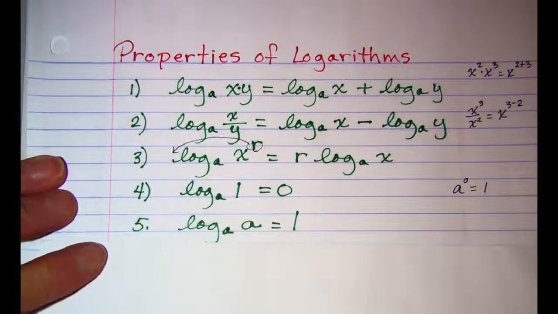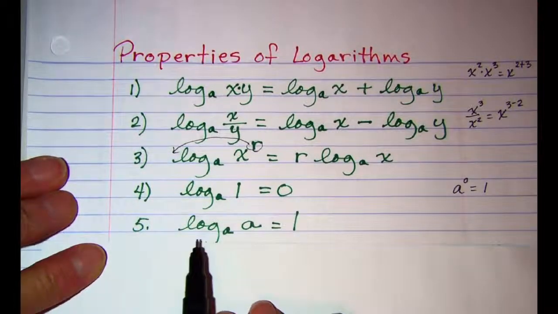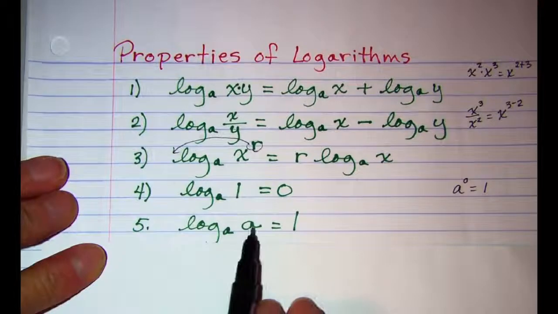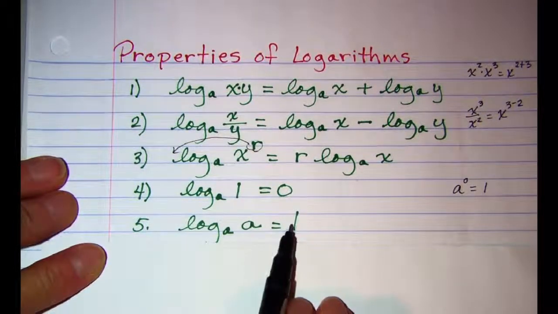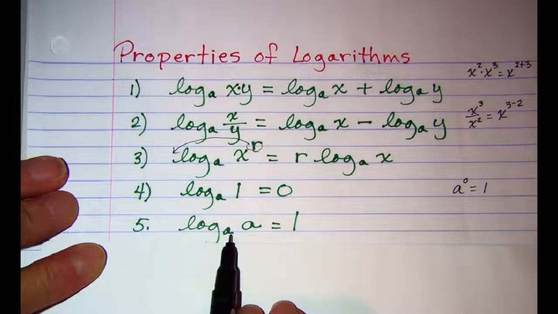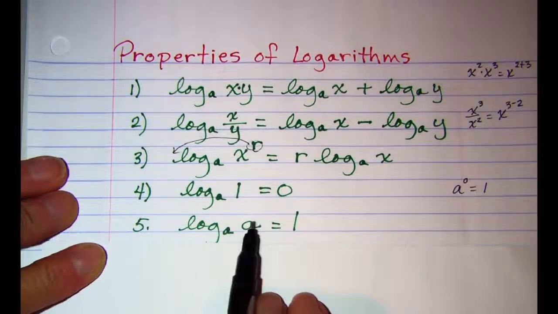And then our fifth property is if the base and the argument are the same number, then the logarithm is equal to 1. And this comes from a raised to the 1 power is equal to a.